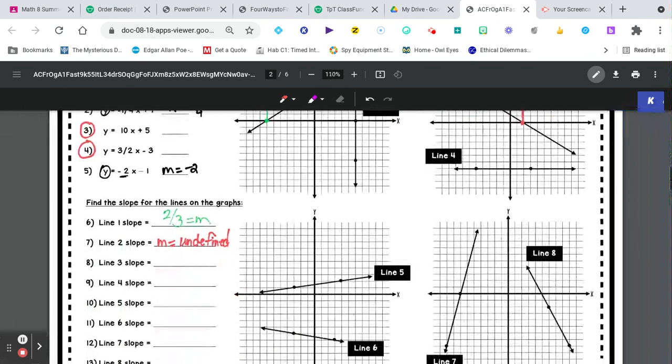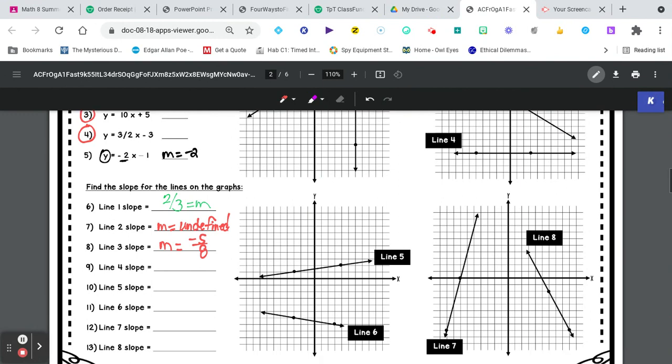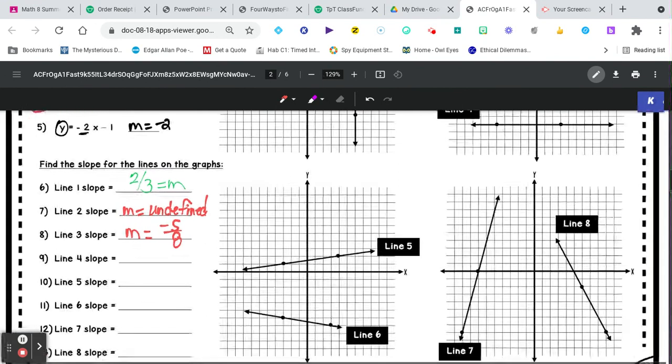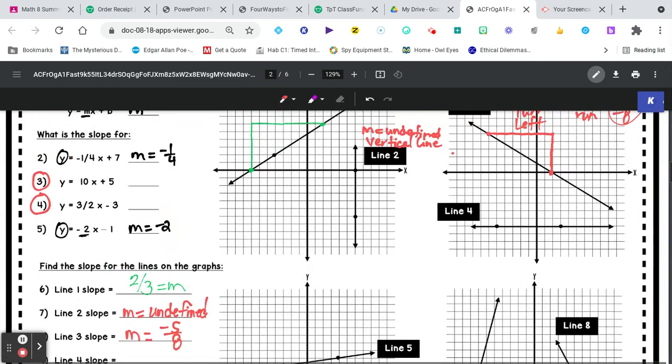Now you can write that the way you want to. You can put the negative with the 5. You can put the negative with the 8. You can put the negative with the bar. I really don't care. All right, let's take a look at another one. Trying to find a flat line. Oh, here we go, line 4.